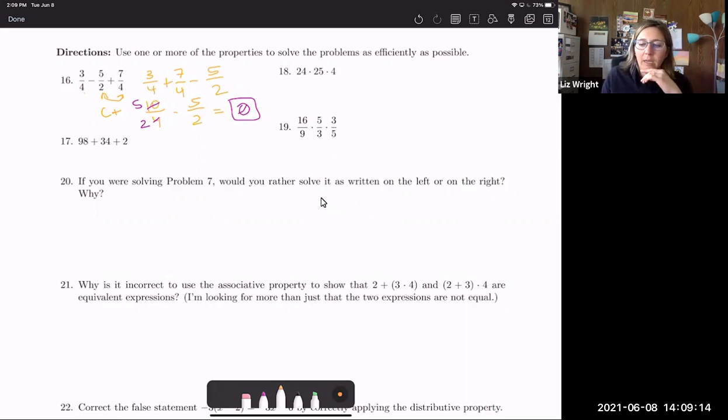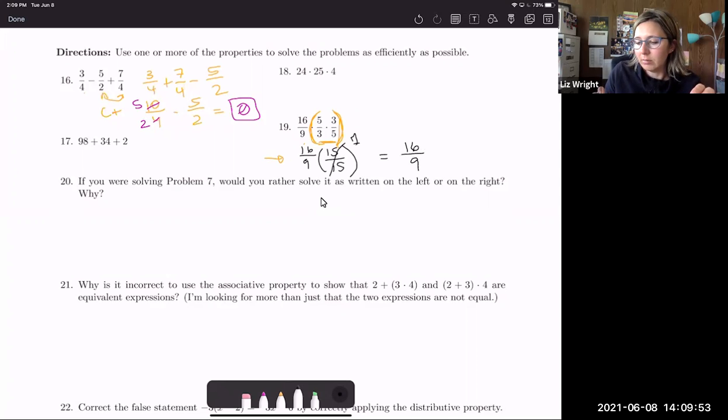Let's check 19. So this one, you get to put some parentheses in because the order doesn't matter. These guys are already right next to each other. And why is that helpful? Because they're reciprocals of one another. But order of operations would tell us to go from left to right. It would say do 16/9 times 5/3 times 3/5. But you know what? We're smarter than order of operations, and we're going to put parentheses around that. And we are going to say, well, 5/3 times 3/5, that's going to be 15/15. Or you can recognize that they're reciprocals of one another and they would reduce to 1. And so my answer is just going to be 16/9 for that.